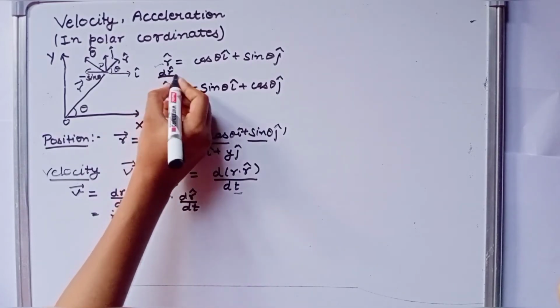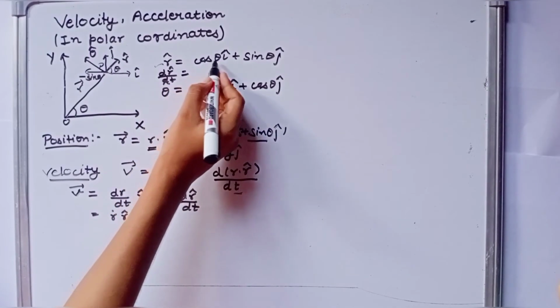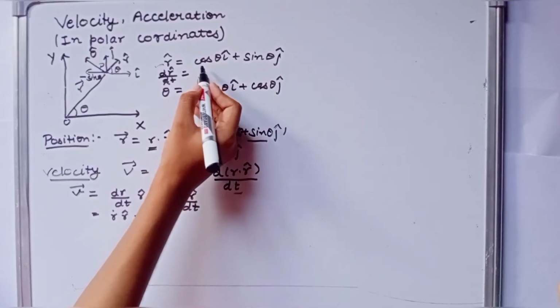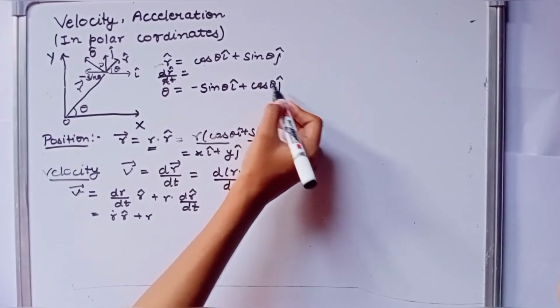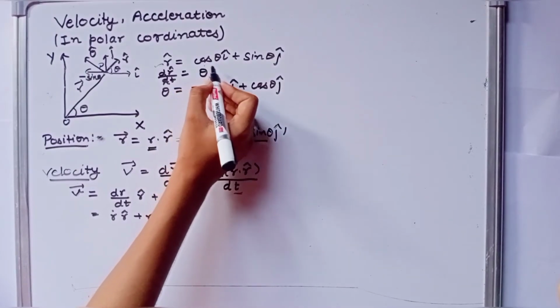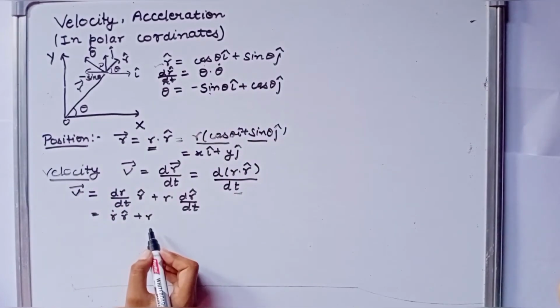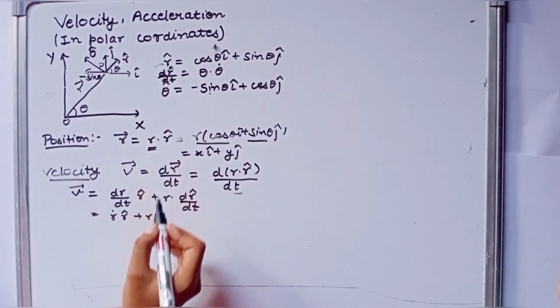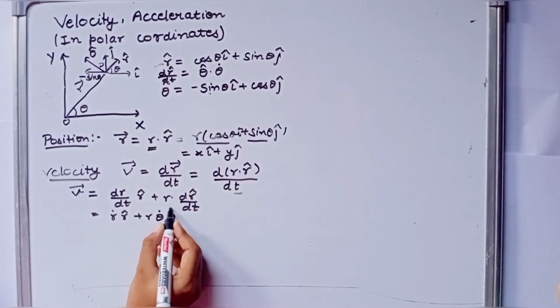dr cap by dt will be just the differential of this, that will be cos theta i cap plus sin theta j cap. The differential of cos theta will be minus sin theta i cap plus cos theta j cap, times d theta by dt. So it will be theta dot, right? So I can replace that over here, so that will be theta dot theta cap.